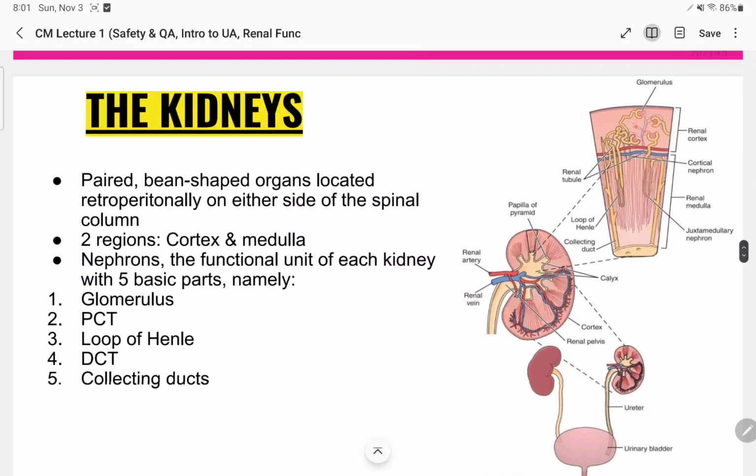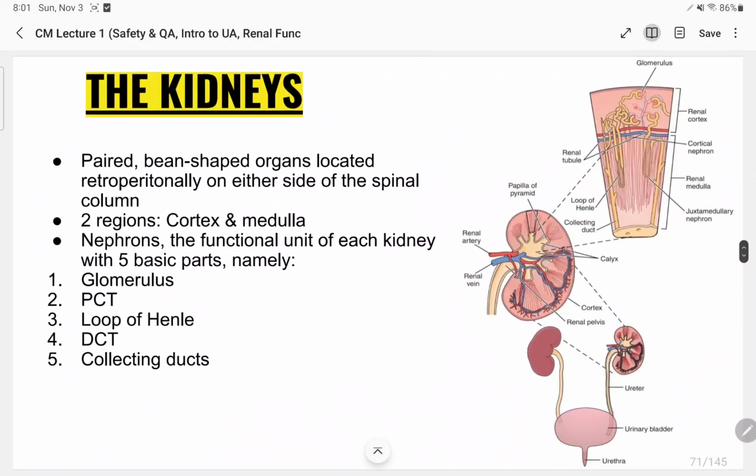Our kidneys are paired bean-shaped organs located retroperitoneally on either side of the spinal column. When you say retroperitoneally, retro meaning behind, peritoneal meaning the peritoneum, which is our abdomen. So they are beside our spinal column.